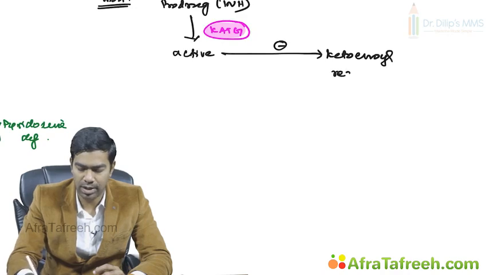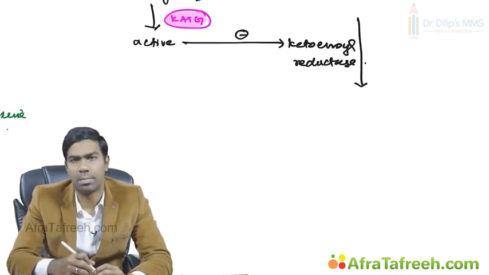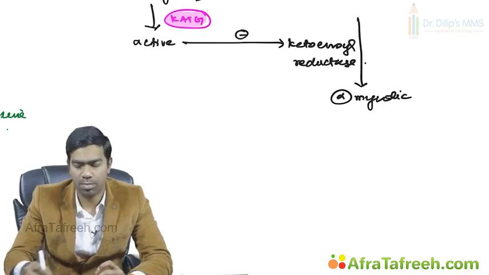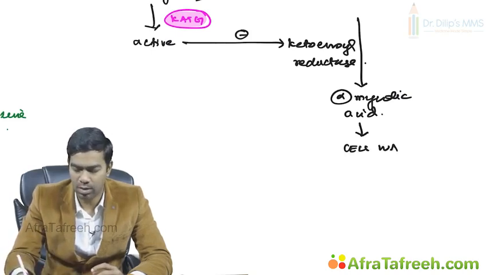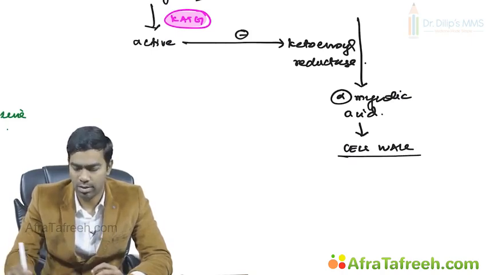That's all. So once this active isoniazid is formed, it is going to inhibit a very, very important enzyme called ketoenol reductase. This ketoenol reductase is a very important bacterial enzyme that is important for synthesizing a cell wall component called alpha mycolic acid. So which means this alpha mycolic acid is going to be integrated in the cell wall so that you get the cell wall production. Clear?